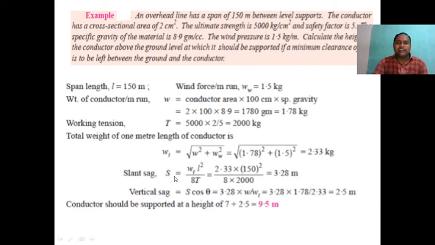Slant sag S is equal to total weight of conductor times L square by 8T. Already we know this formula. We get sag is equal to 3.28 meters. What is the vertical sag?